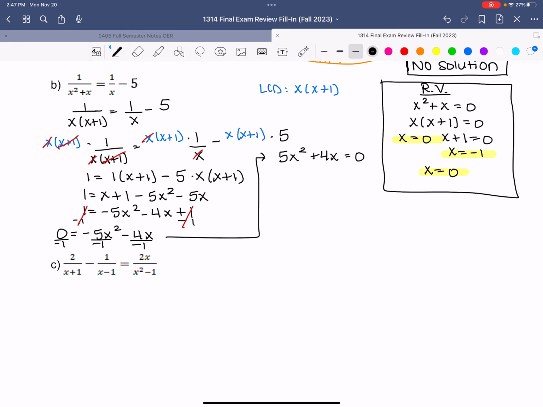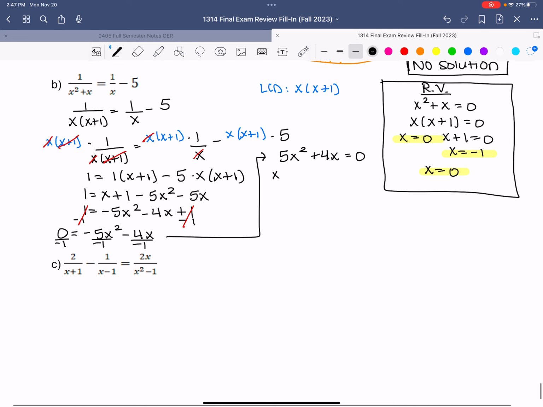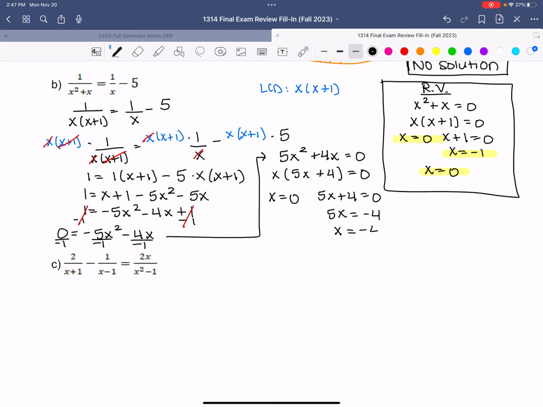Okay, well now, actually this problem is not as bad as I thought it was going to be. I can factor out a greatest common factor of x, which leaves me with 5x plus 4. And now if I just set each of these equal to 0, then I get, let's see, 5x equals -4 and x equals -4 over 5.